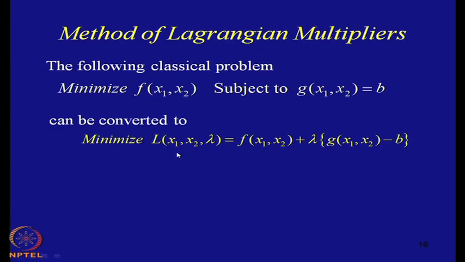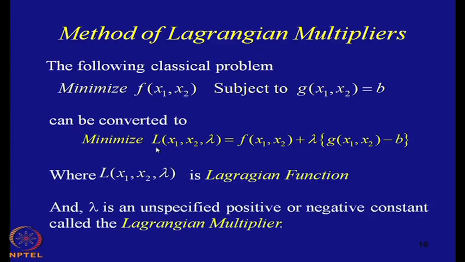But just look at this Lagrange function, the L function. This L function involves three variables. Two are the decision variables x1 and x2, and there is another variable involved, that is lambda. It is called the Lagrange multiplier. It can take an unspecified positive or negative value. Thus, lambda is an unspecified positive or negative constant, and it is named the Lagrange multiplier. Now, we are trying to minimize the Lagrange function in the next.